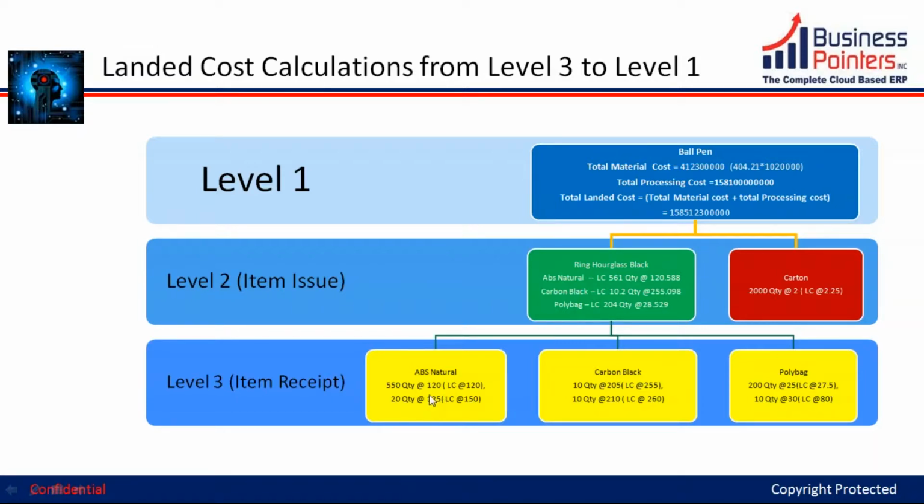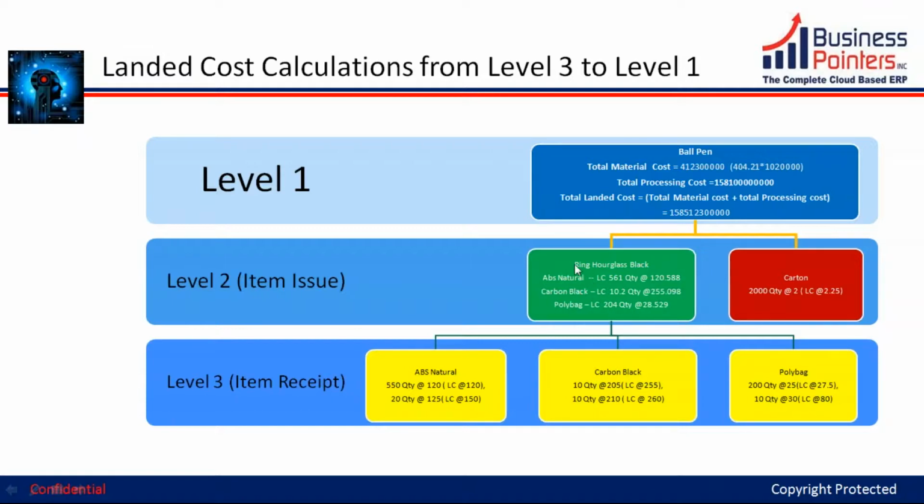The system calculates an average for 561 quantity, which is the actual quantity required for the ring hourglass. It's giving us an estimate of 120.58 as the price. Same with the carbon black and the poly bag.